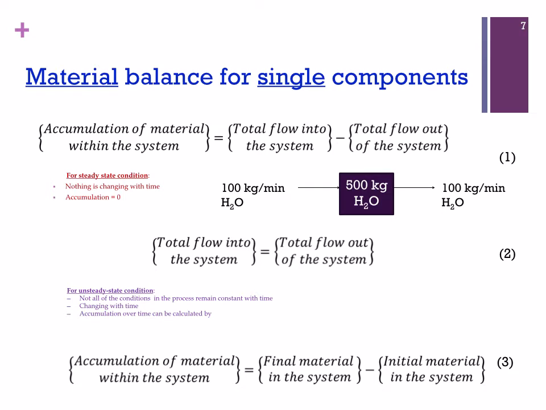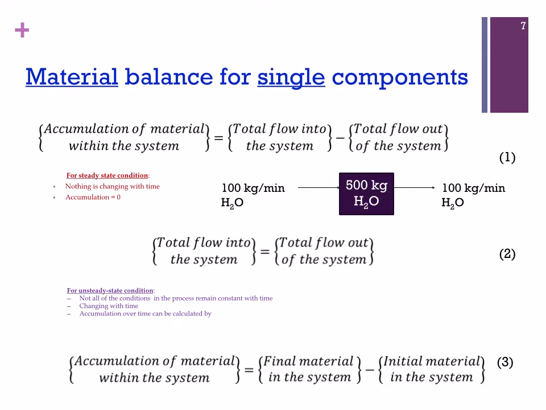Then if instead we have an unsteady state condition for a single component, you will not have accumulation of the material equals 0, because it's unsteady state. That only happens for steady state. But the way to calculate is that the final material in the system, for example the final mass is 300 kilogram, minus the initial mass in the system. So this is how we calculate.